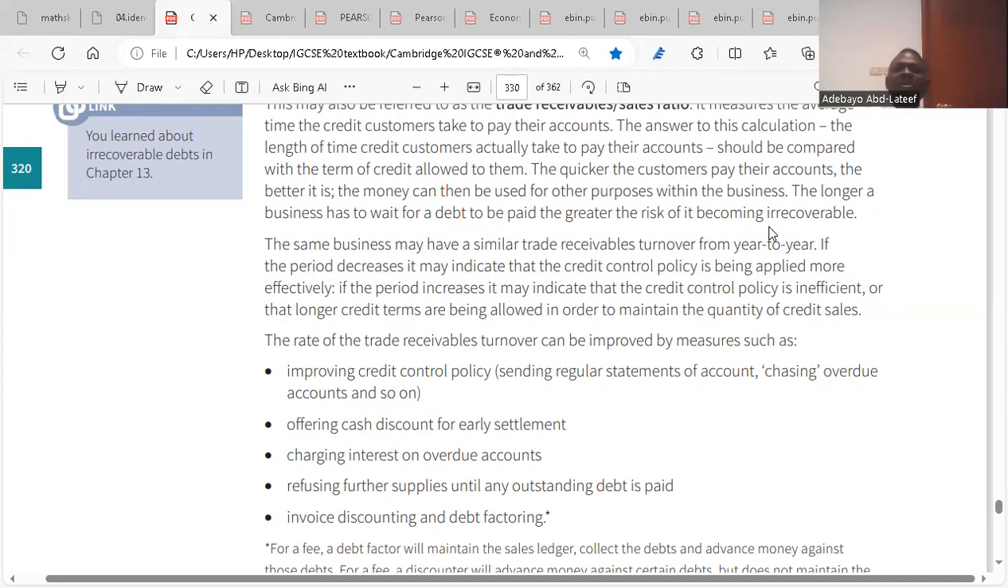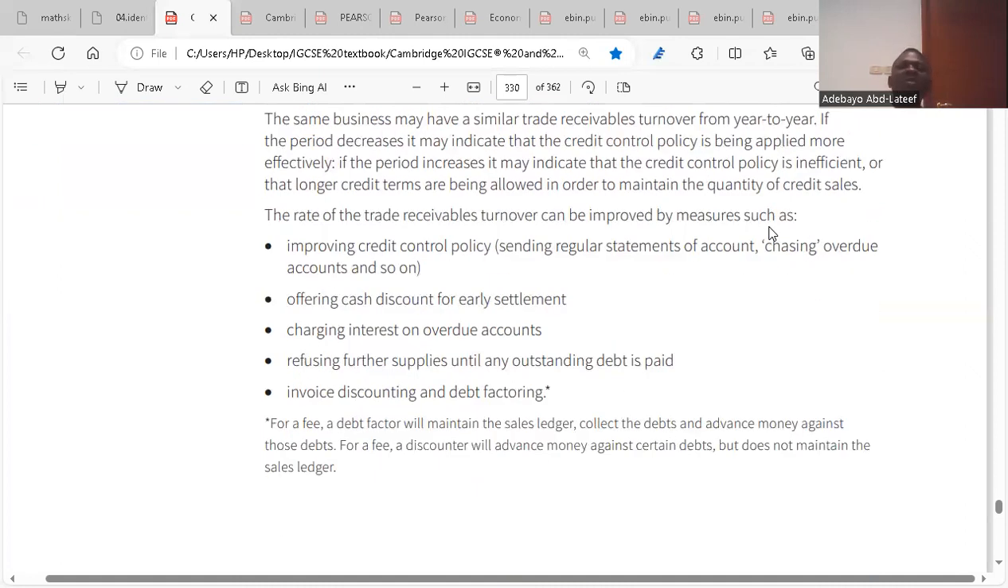Two, offer cash discount for early settlement. So you sell on credit, but give them cash discount to make them come and pay as early as possible. The third one, charging interest on overdue accounts, like I told you earlier. When credit customers know that they have to pay interest on due payment, maybe they will pay earlier, because they will be afraid of that.